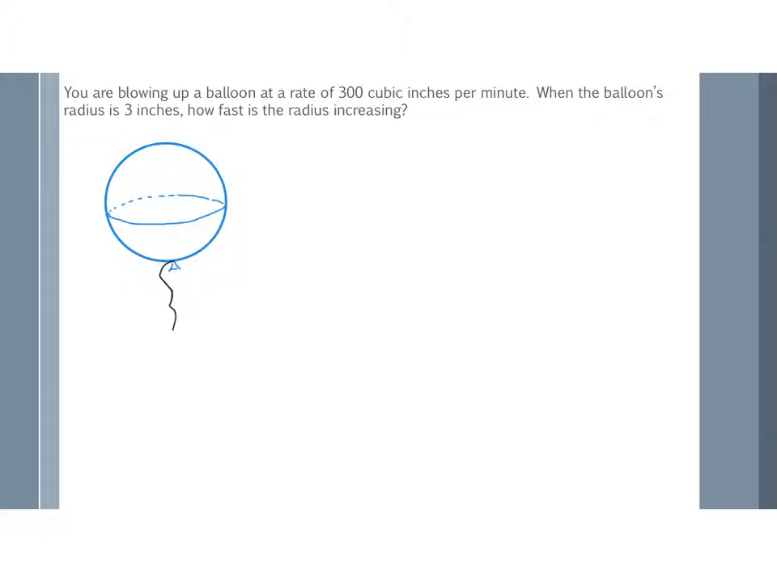Now, we know that this balloon is getting bigger and it's increasing in radius as we blow it up. So let's again draw our radius. And that radius is going to be labeled r. It's not a fixed quantity, so we will label it with a variable. Now, we're relating the volume and the radius. So what's the volume of a sphere? The volume is 4/3 pi r cubed.